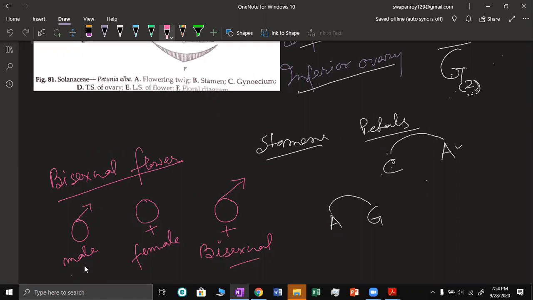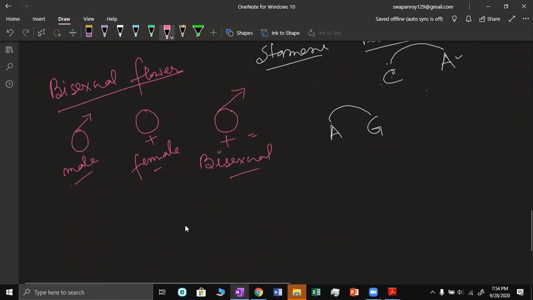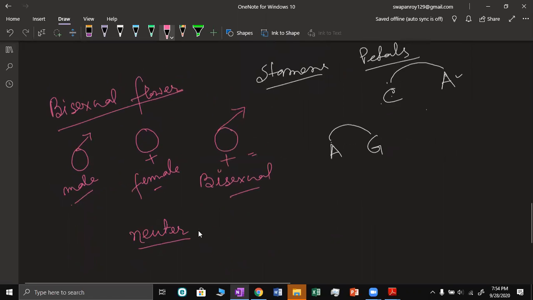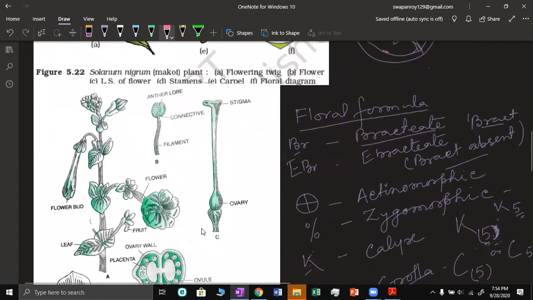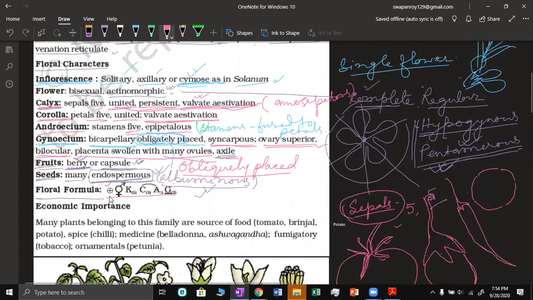So when this sign is there, then the flower is unisexual male. This one is flower unisexual female. This one is flower bisexual. Sometimes some flowers are neuter. So in that case, it is directly written neuter. That is, the androecium, gynoecium both are absent or they are non-functional. So here in this, it is a complete actinomorphic flower, bisexual.